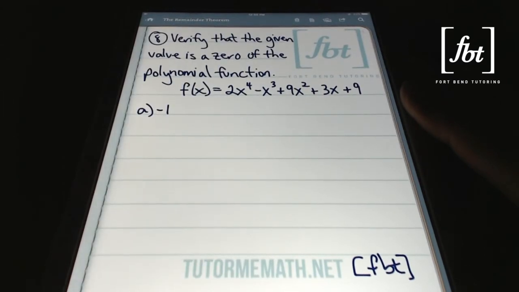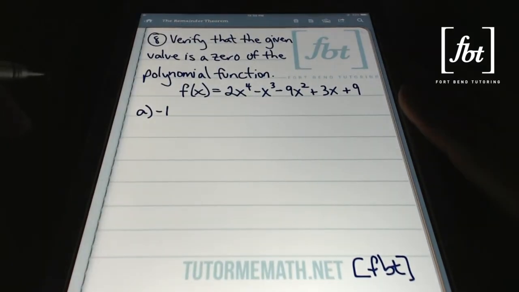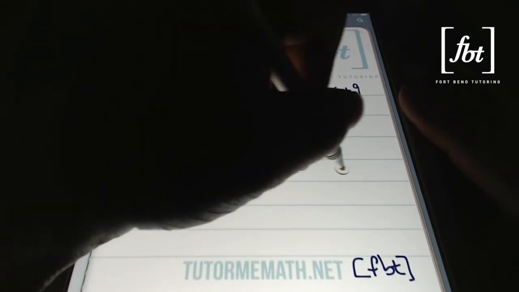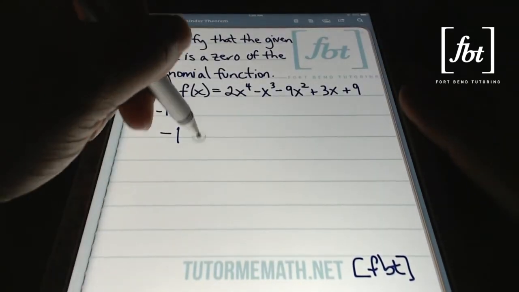And now we have problem 8a. We have our function f of x equals 2x to the 4th power minus x cubed minus 9x squared plus 3x plus 9. We're going to be trying to see if negative 1 is a 0 of the polynomial function using the remainder theorem. Let's see what happens when we plug in negative 1.